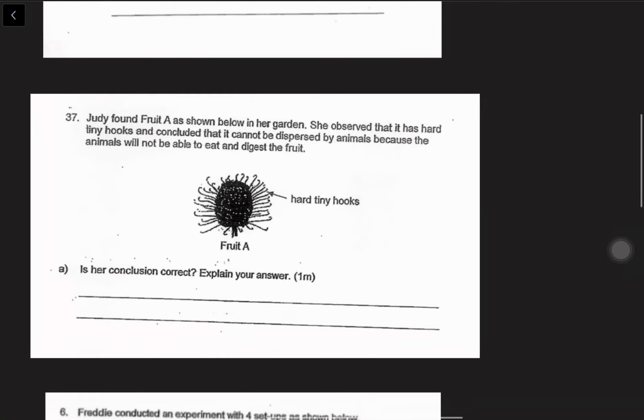Let's try this other question. Judy found fruit A as shown below in her garden. She observed that it has hard, tiny hooks and concluded that it cannot be dispersed by animals because the animals will not be able to eat and digest the fruit. So she concluded that this fruit is not dispersed by animals. Is her conclusion correct? Explain your answer.